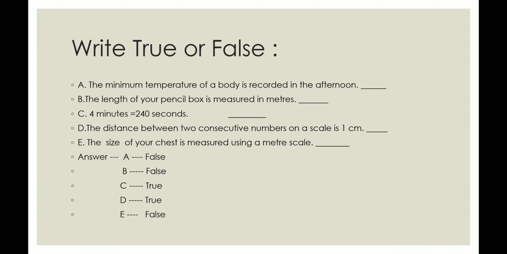E part. The size of your chest is measured using a meter scale. This is false. As we know, we go to the tailor shop and give the measurement. He always uses the measuring tape, not the meter scale, for making our shirt. So this is false. A false, B false, C true, D true, E false.